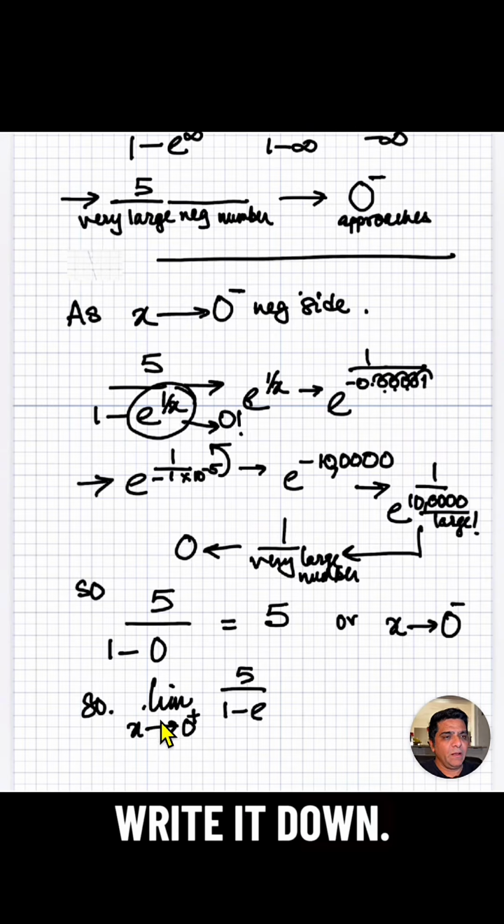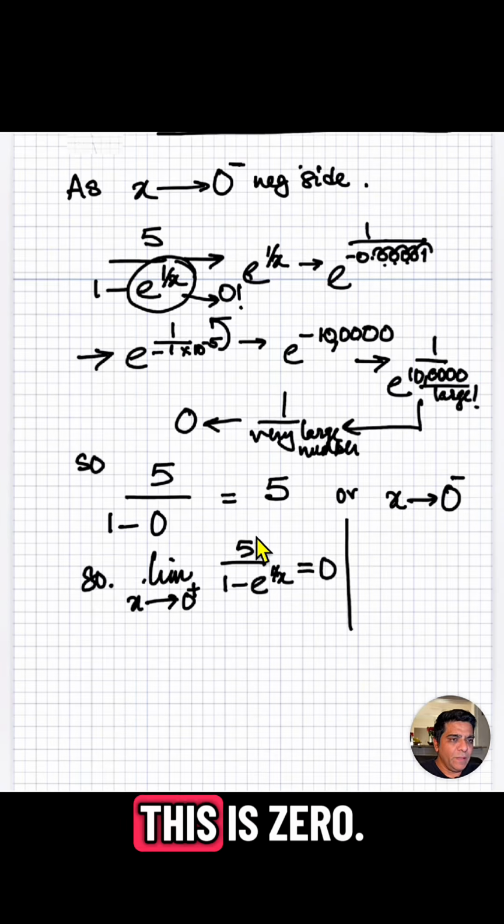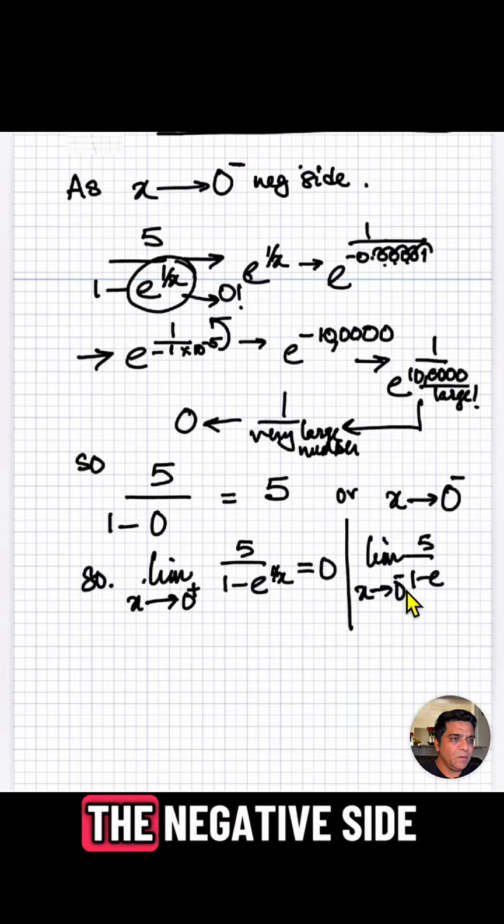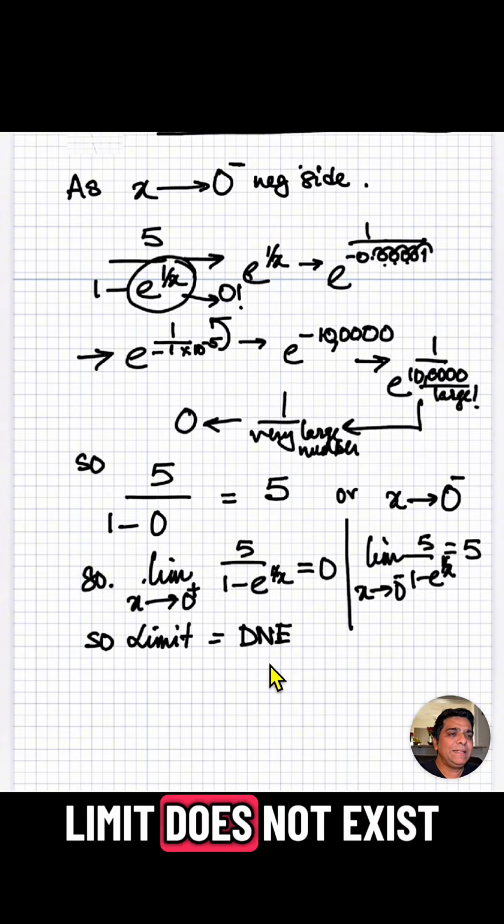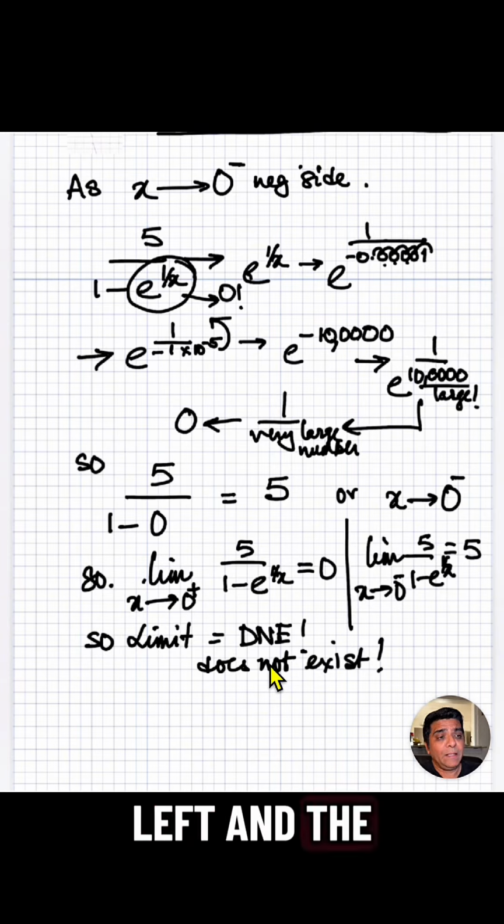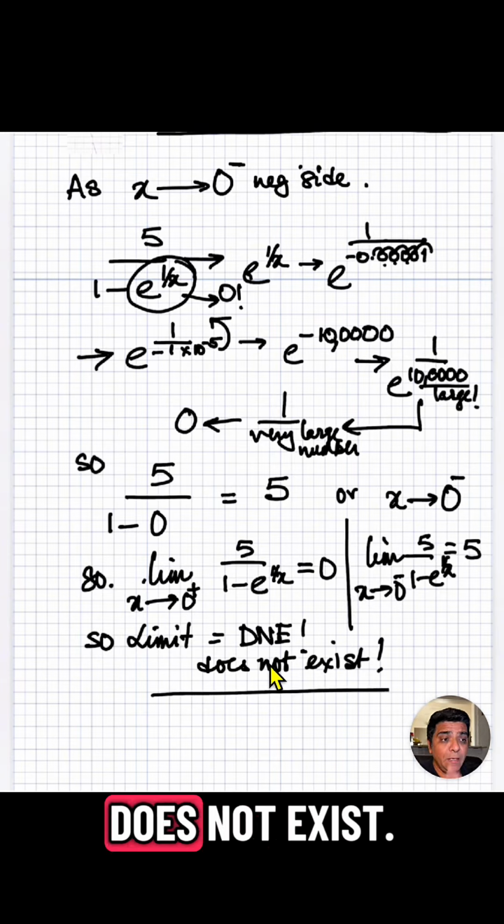Now let's just write it down. The limit as x approaches 0 from the positive side of this is 0. The limit as x approaches 0 from the negative side of this is 5. So basically the limit does not exist, because the left and the right side limits are not the same. So the limit does not exist.